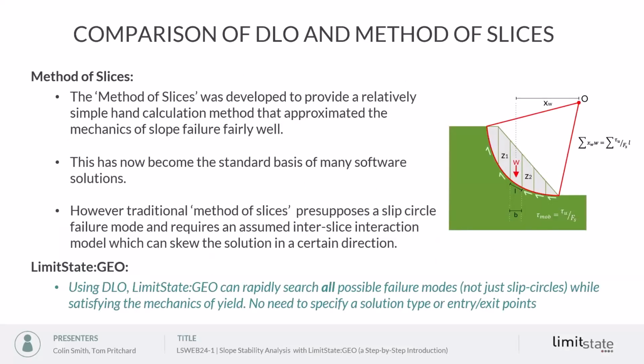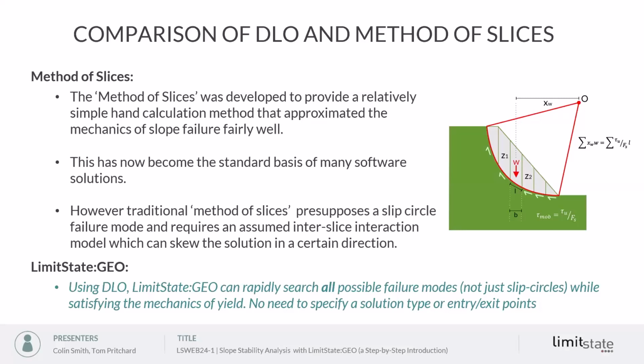How does this relate to conventional slope stability analysis software? A lot of conventional software is based on the method of slices. That was developed quite a long time ago to provide a simple hand calculation method that approximated the mechanics of slope failure fairly well. That has now become the basis of many software solutions. But generally, it presupposes some kind of failure mechanism, e.g. a slip circle, and makes some assumptions about what the forces are in each slice. And that can sometimes skew the solution in a certain direction.